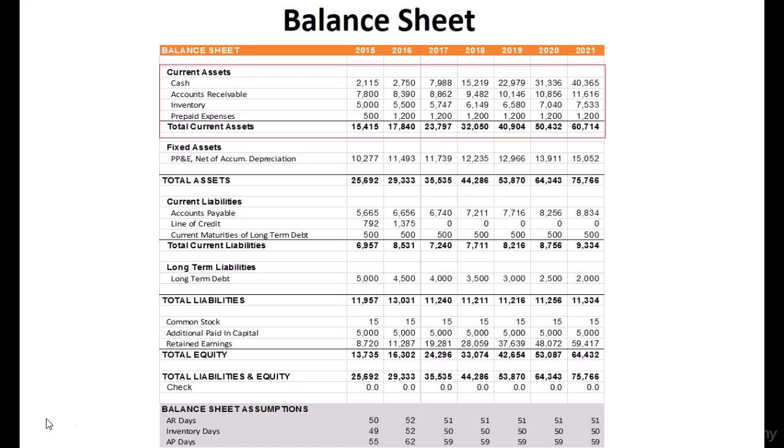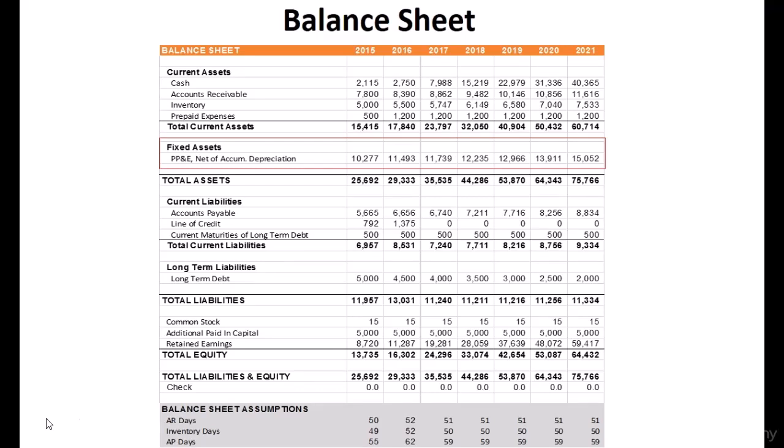Then we have our inventory, which is all of our products that we have in store. Then we have our prepaid expenses, expenses that we have already paid. After that, you add all those up and we have our total current assets. Next line item are our fixed assets. Right here, we just have our PP&E, which is our property, plant, and equipment.